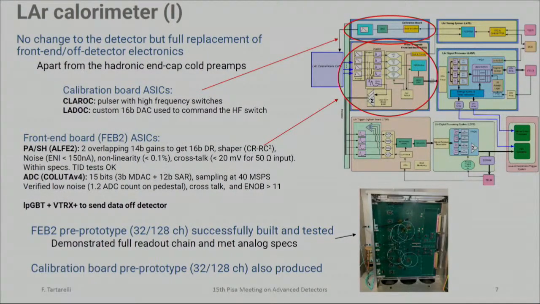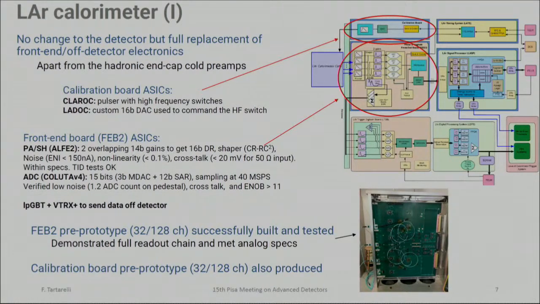So now, going a little bit system by system, in the liquid argon calorimeter there will be no change to the detector, but a full replacement of the front-end and off-detector electronics. Here we need a new front-end board, which is based on two new ASICs. One is a preamplifier-shaper that has two overlapping 14-bit gains to get to the desired dynamic range.